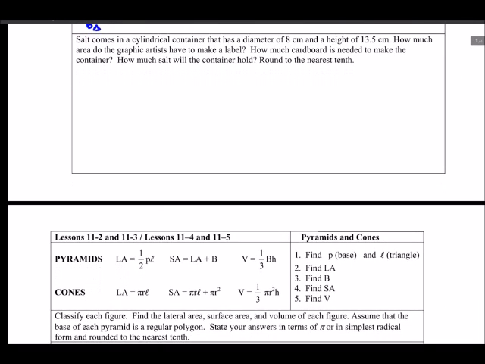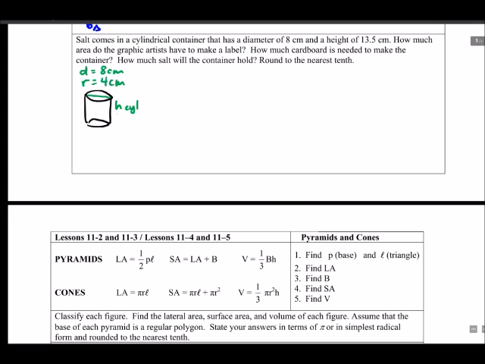And next problem. Salt comes in a cylindrical container. So let's draw a cylinder here. My cylindrical container, and it says it has a diameter of 8 centimeters, which means my radius is 4 centimeters, and a height of my cylinder here is 13.5 centimeters. There's my height, base to base.